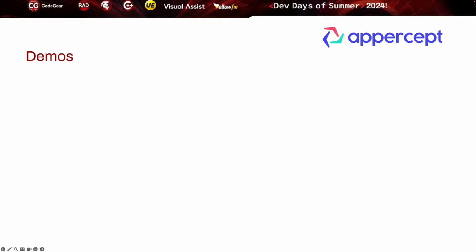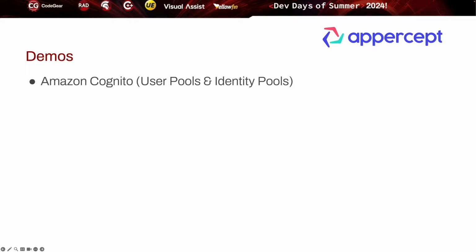First, we'll take a look at Amazon Cognito. So Amazon Cognito is actually a collection of services for identity provision. So you've got user pools, which are an identity provider. That allows you to have a managed list or directory of users for your applications.